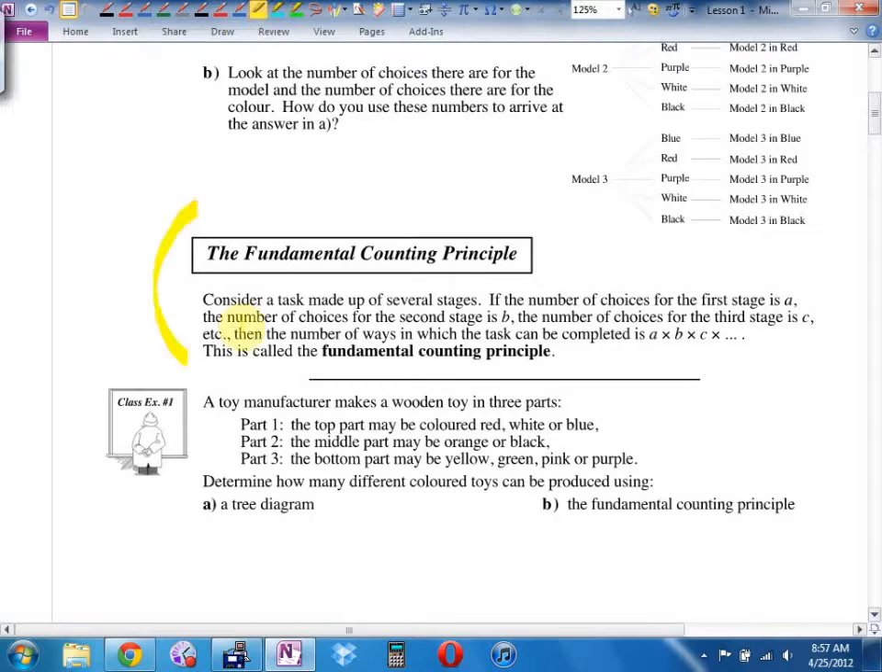Matthias, here is also the fundamental counting principle. They phrased it in a longer way. I kind of like the way the other notes phrase it. But for what it's worth, you multiply.